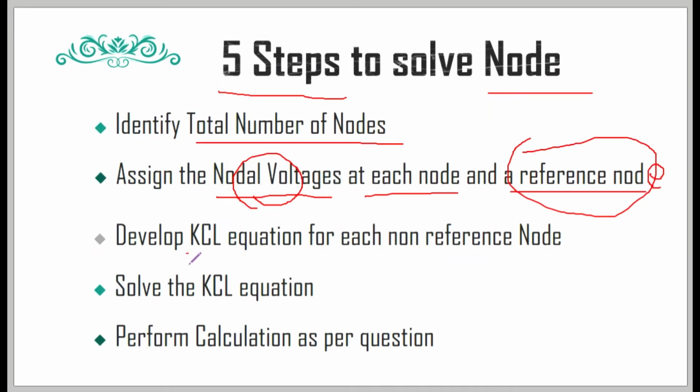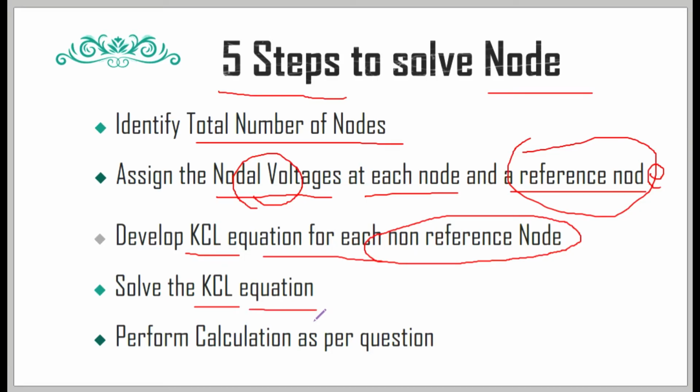The next step is to develop a KCL equation for each non-reference node. That is, we will apply Kirchhoff's current law. The fourth step is to solve the KCL equations. And the last and final step is to perform the calculation as per the question asked.